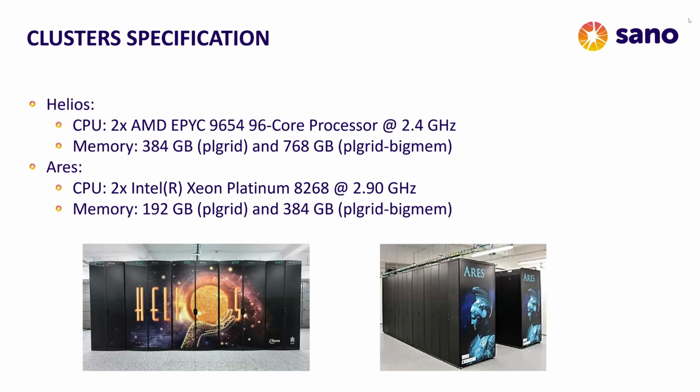So the main difference between the Helios and Ares supercomputers is the processors used within the clusters. We can see that we have more cores on the Helios supercomputer, and also, which is very important, more available memory per node, because higher memory allows us to better allocate our resources for the memory-intensive steps, which makes Helios very suitable in our scenario.